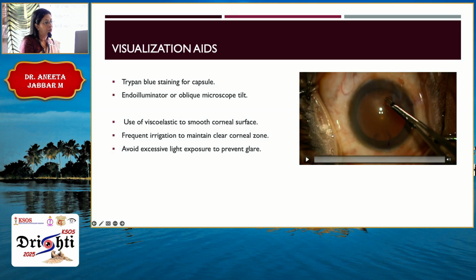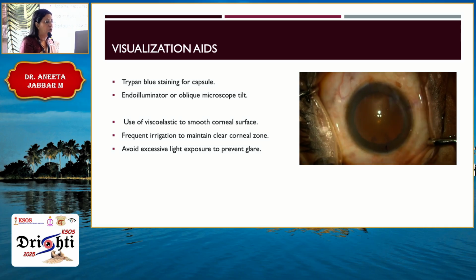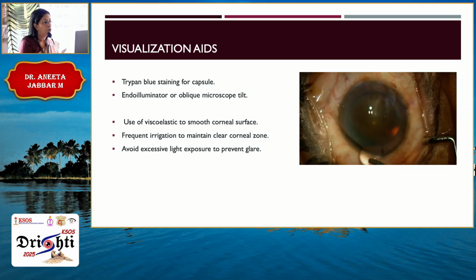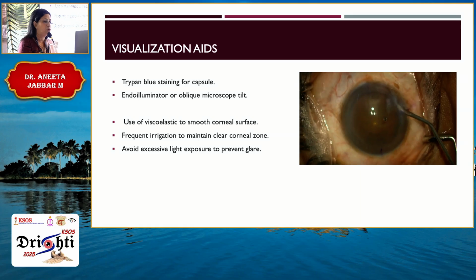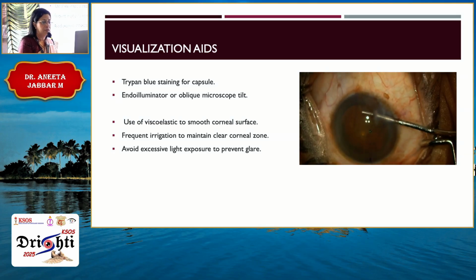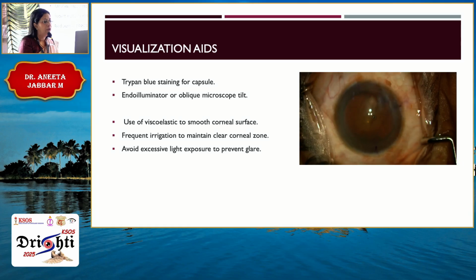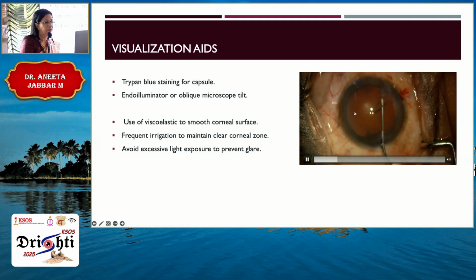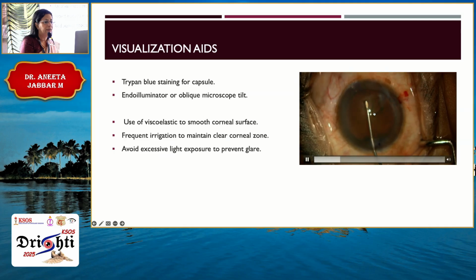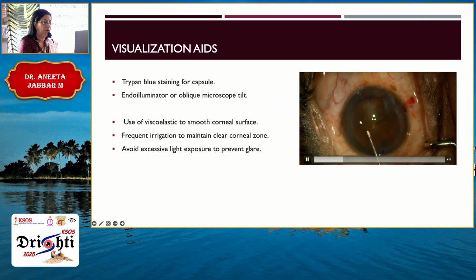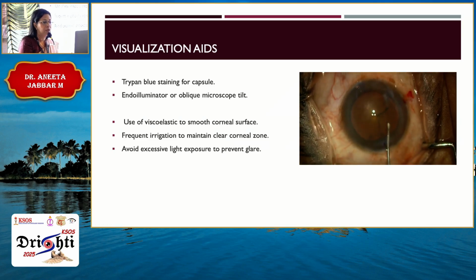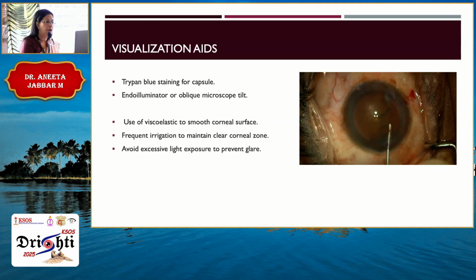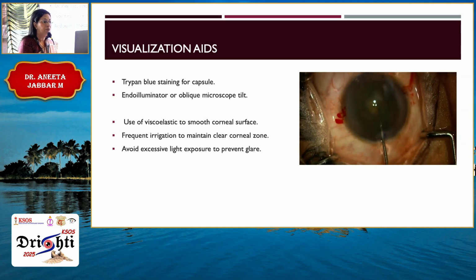And the visualization aids, as I was showing: trypan blue staining of the capsule will be very useful. You can use either an endoilluminator or oblique illumination. You can tilt the microscope till you get the red glow. But if you are using the Lumera, there is no need for that. You will get a good red reflex. So this is a case of a peripheral scar where there was a small anterior synechia here, but the patient opted for a toric lens, and the surgery went on well because the central cornea was comparatively giving a good view.